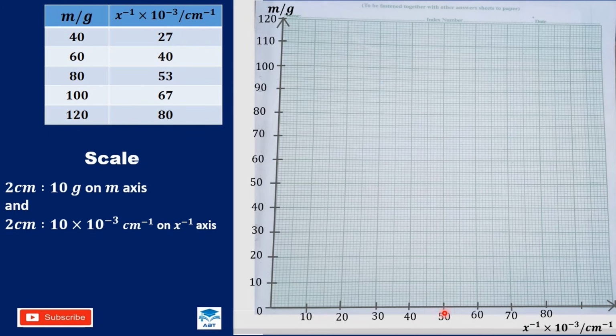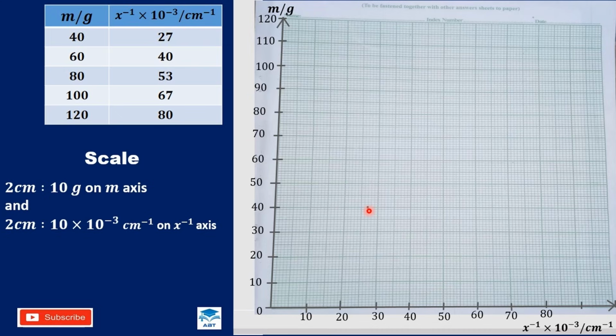Remember, these values are in standard form, so each value will be multiplied by 10 exponent negative 3. Each box has 10 divisions. 10 divided by 10 is 1, so each small box is equal to 1. For the first point, we have 40 on the vertical axis and 27 on the horizontal axis. This is 20. We count 7 more boxes for 27.